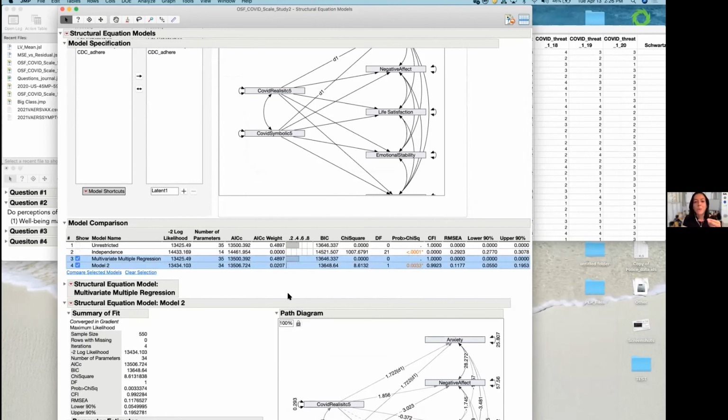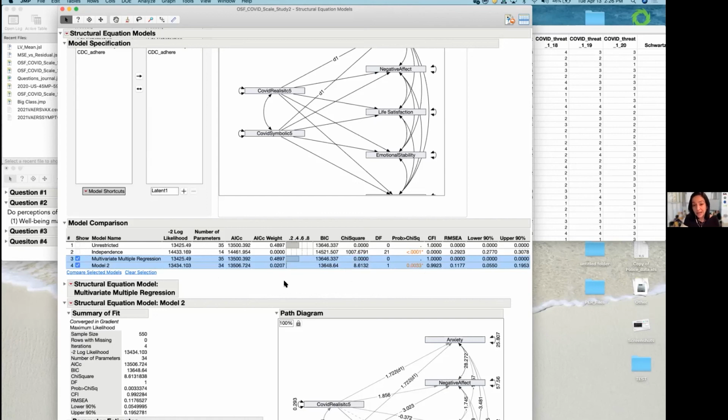Okay, so by comparing those two models, again the way in which we did it before with the chi-square, in this case it's very simple. We know that the chi-square is increased by 8.6, and with 1 degree of freedom, that is significant.